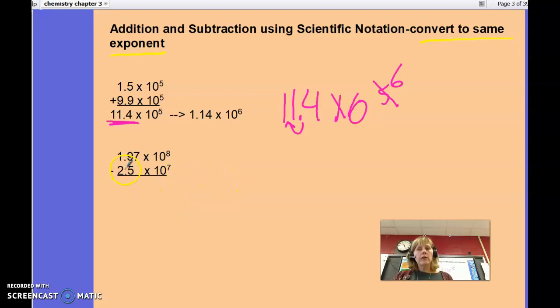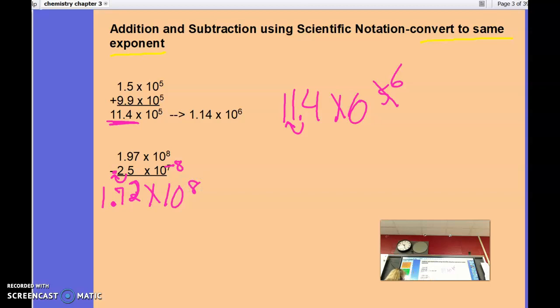But it doesn't matter. You just save a step if you can kind of see that in advance a little bit. So I'm going to make my change to this one. I'm going to change this to times 10 to the 8th. I made this larger, so I have to make this one smaller. So this now becomes 0.25, and then I can just subtract: 7 minus 5 is 2, 9 minus 2 is 7, carry my decimal down, and I have 1.72 times, and they're both 10 to the 8th at that point.